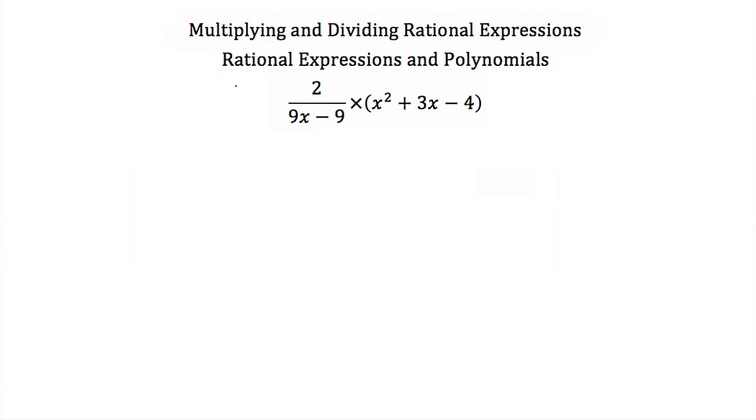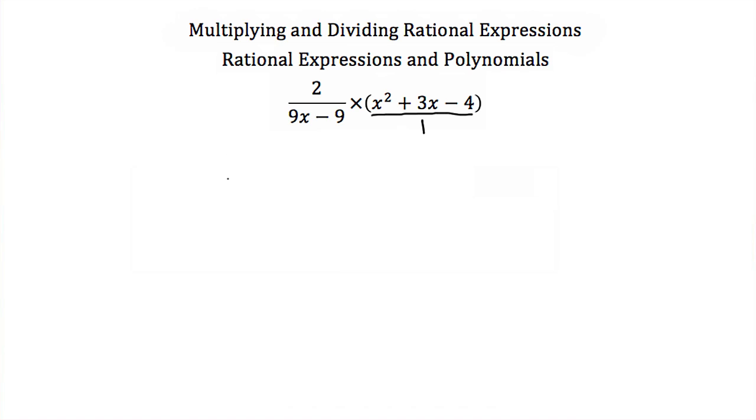Now let's see what happens when we multiply a rational expression and a polynomial. Here we have 2 over 9x minus 9, and we're multiplying it by x squared plus 3x minus 4. Now you can think of this x squared plus 3x minus 4 as that quadratic over 1, because that doesn't change the value of that quadratic. And then when we wanted to multiply this, we would multiply this across. However, when you multiply rational expressions and you have polynomials in both the denominator and the numerator, it's usually easier to factor them first if possible.